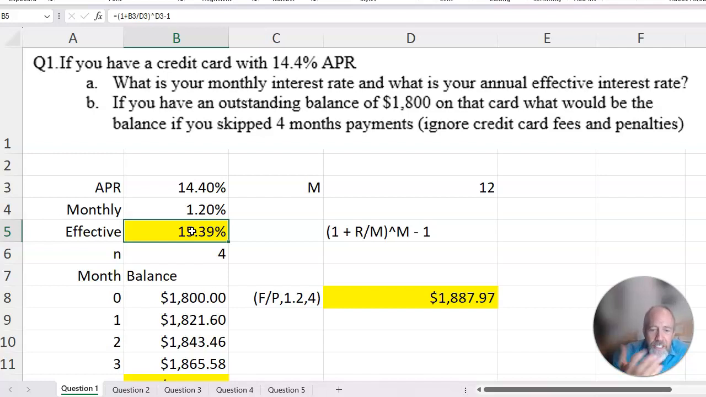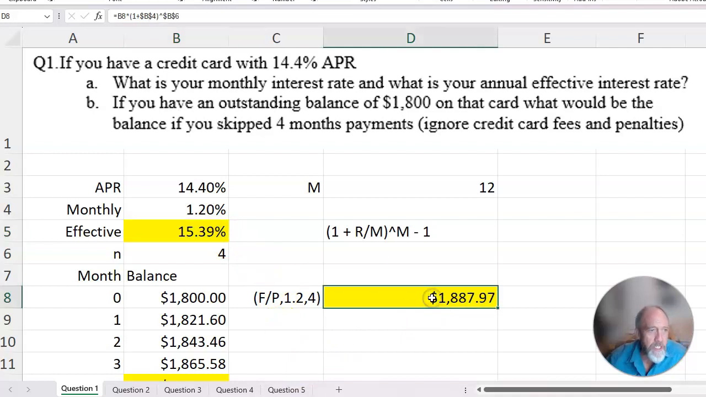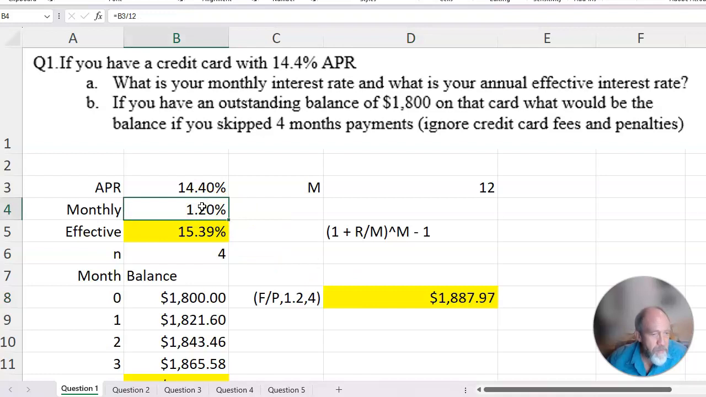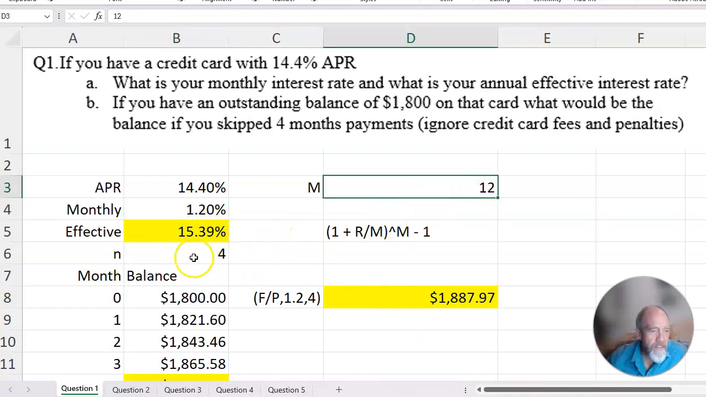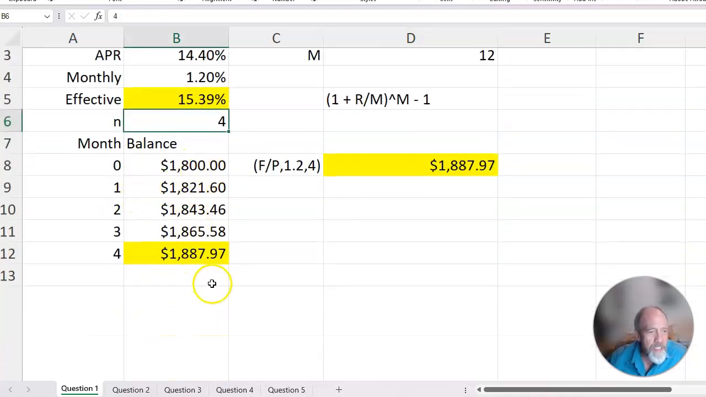Now, if you skip 4 months of payment with an outstanding balance of $1,800, what's going to happen? Well, if you don't have fees and penalties and all that, which you probably would, you can simply calculate it as the monthly interest rate for compounding periods, F over P, which is a relatively straightforward equation. That's the one I told you to memorize. 1 plus I to the N, where I is your monthly rate, and N in this case is 4 because it's 4 months. Or you can make a little amortization table for each individual period. But guess what? They're all going to come to the same answer.